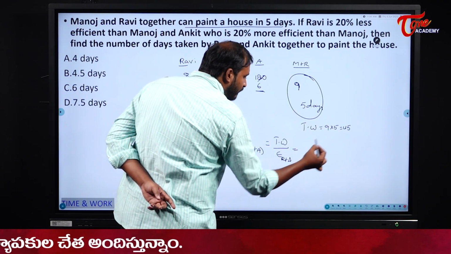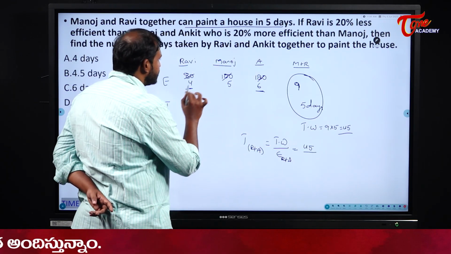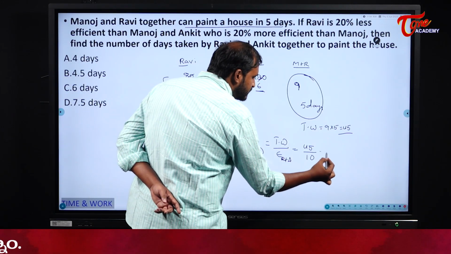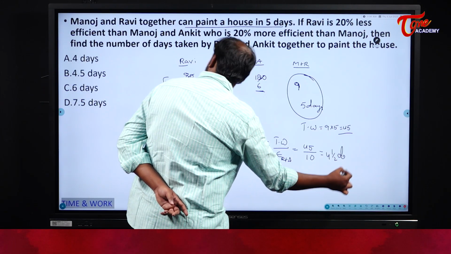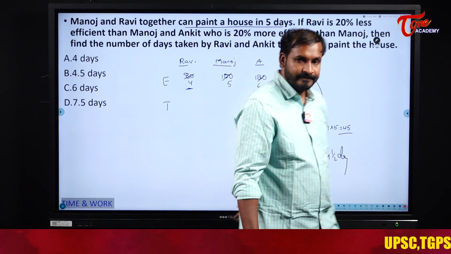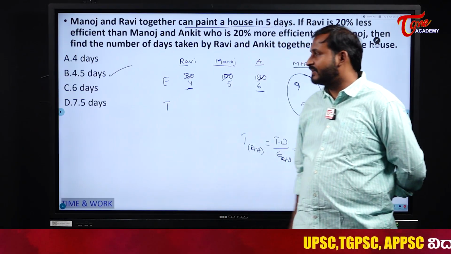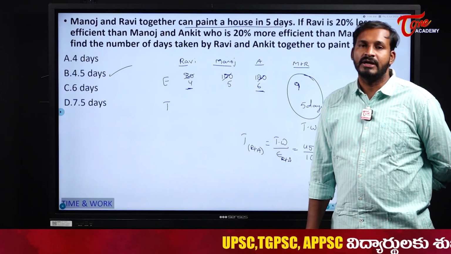What is my total work here? 45. And what is the combined efficiency of Ravi and Ankit? 10. So, that means 4.5 days. That means Ravi and Ankit can finish the job in 4.5 days.